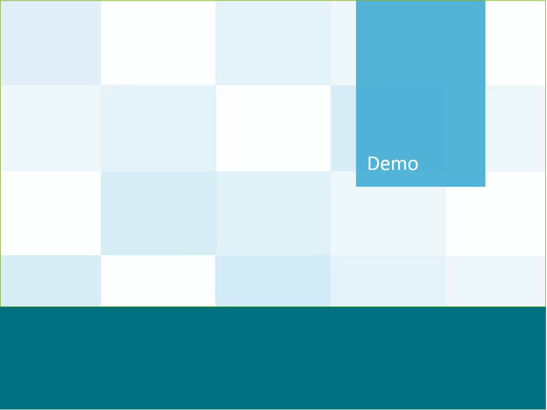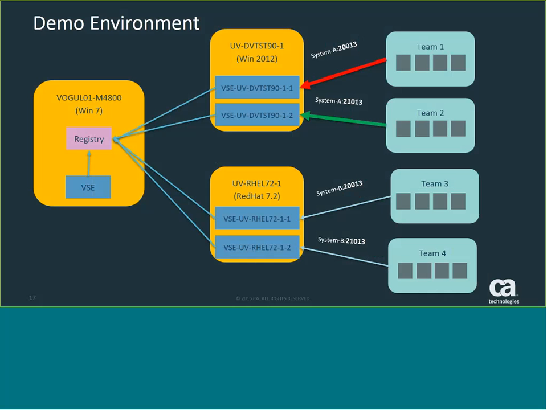In our demo, we have a registry server on a Windows 7 system that also hosts the enterprise dashboard. We already have a local VSE that's installed by default, but we don't want to use that one. The two remote systems are located on a Windows 2012 server and on a Red Hat 7.2 system. The Windows 7 box is my laptop, while the other two systems are virtual, running in VMware on a VMware workstation.